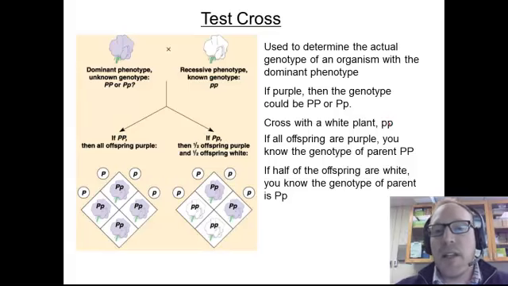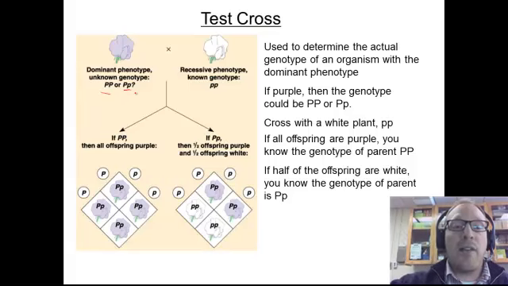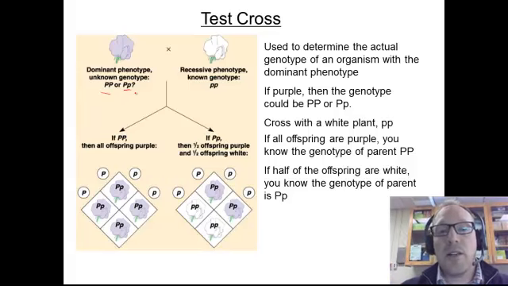Now, here's an interesting thing. Sometimes you see an organism that exhibits a dominant phenotype, but you don't know its genotype. If an organism expresses a recessive phenotype, you know the genotype. It has to be homozygous recessive. But the problem can sometimes be, do you have a true breeding, homozygous dominant organism, or do you have a hybrid? And you can do a test cross to test this out.